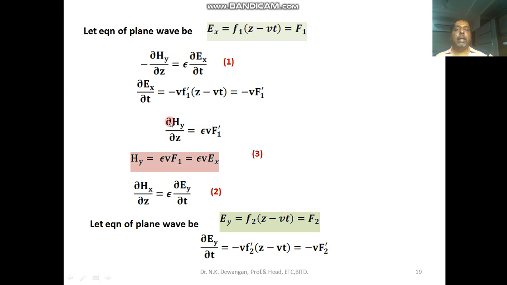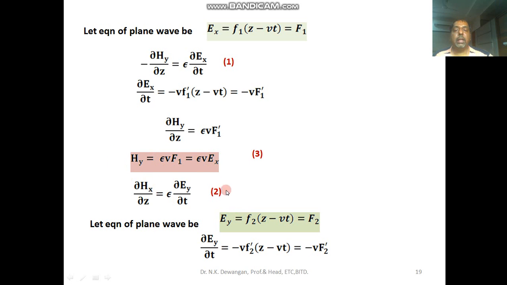Then I will integrate this equation with respect to Z. When you integrate, you will get Hy is equal to epsilon V F1, and F1 is nothing but Ex. So Hy is equal to epsilon V Ex. So if Ex is known to us, then we can calculate the value of Hy. Remember, suppose this is equation number 3.